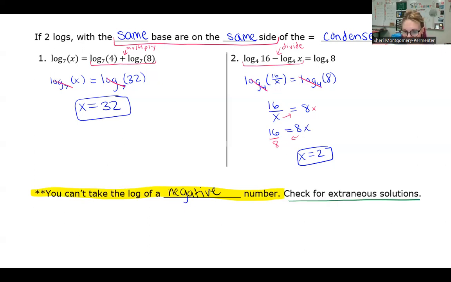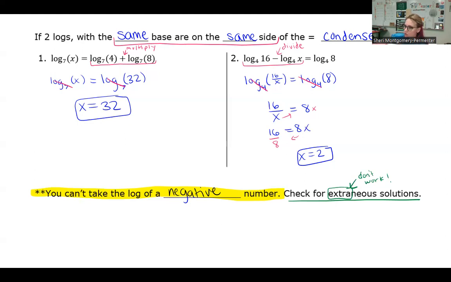When you see the word extraneous, that means extra. There are extra solutions that don't work. Okay, when you have extraneous solutions, they don't work. So what we're going to do now is we're going to check the answers we just got.